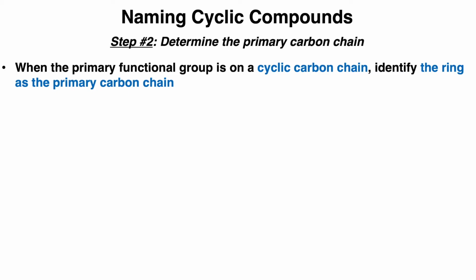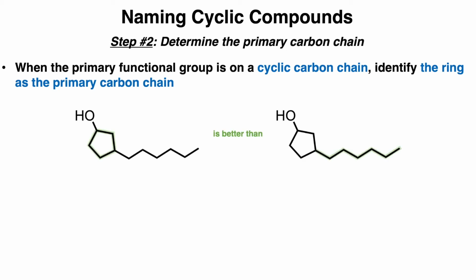Step 2 is to determine the primary carbon chain. When the primary functional group is on a cyclic carbon chain, identify the ring as the primary carbon chain. So in this example, the first molecule on the left, which includes the alcohol group, is the better primary carbon chain since it also includes the ring, rather than the second molecule that excludes the alcohol group and ring, even though it's a longer carbon chain.